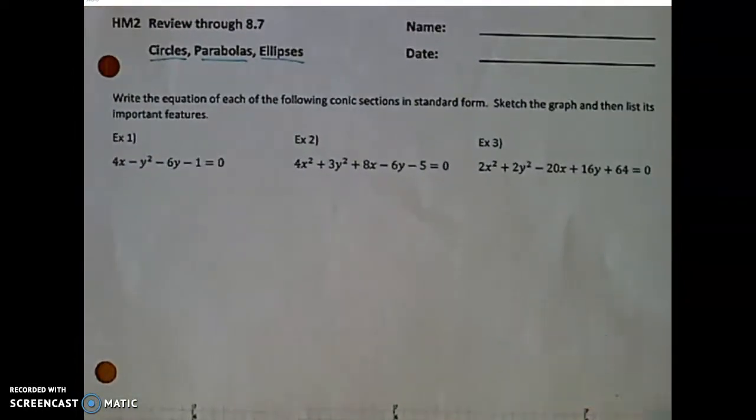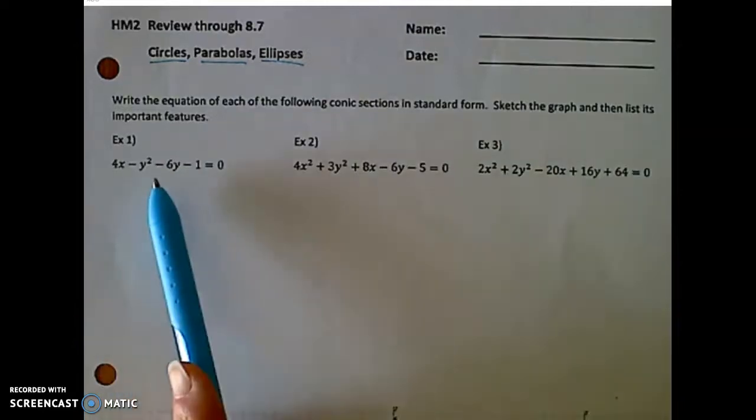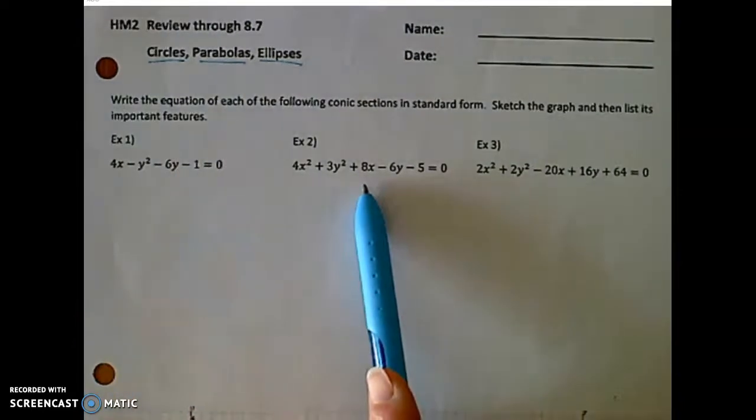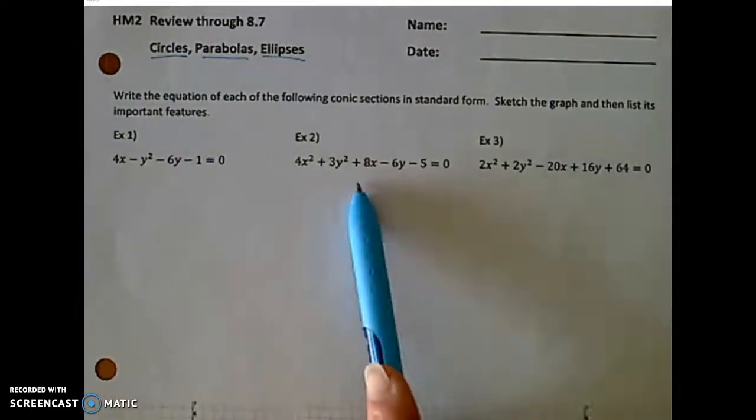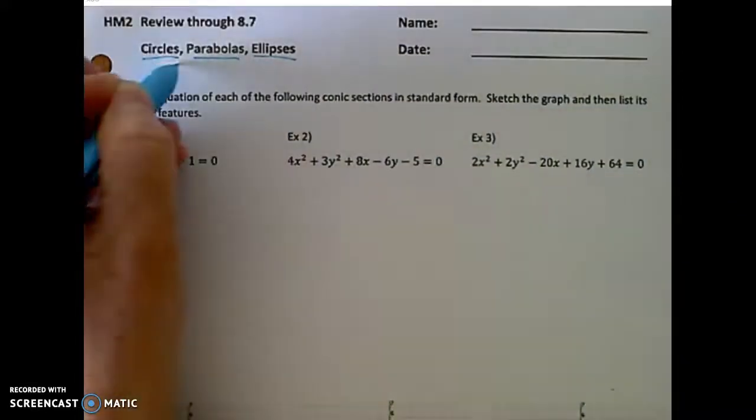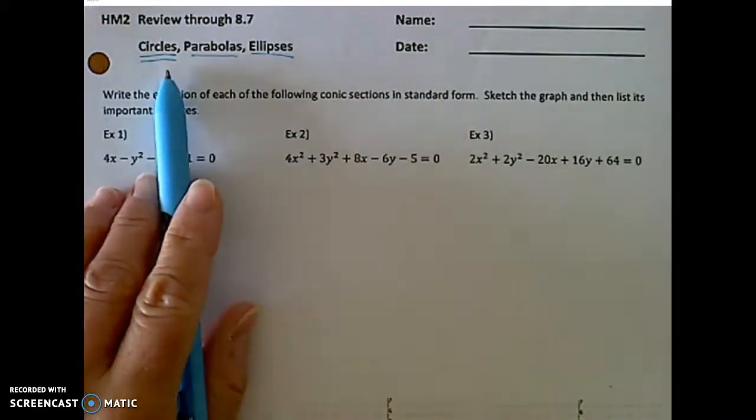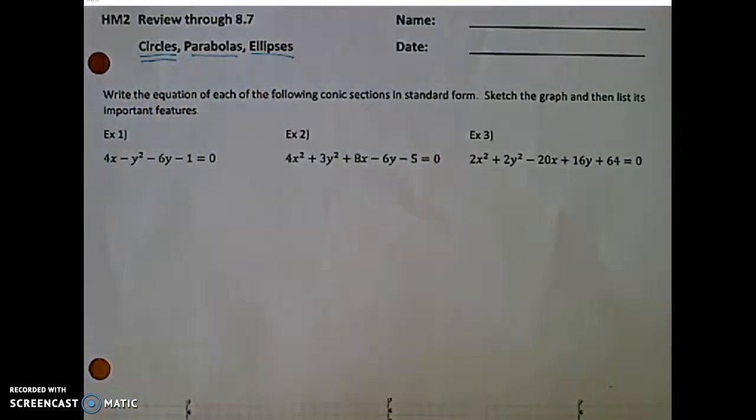What we need to start to be able to do is look at these 3 equations and start to decide, are those equations of a circle, a parabola, or an ellipse? Look at each of those equations, and over the next couple of days, that's what you need to start to decide. We started with circles, the set of all points equidistant from the center point. Which one of those equations would be of a circle? Take a moment and see if you can decide.